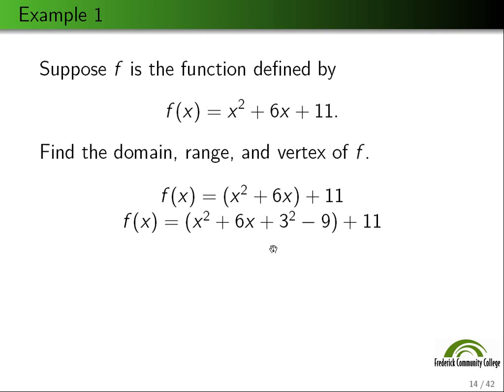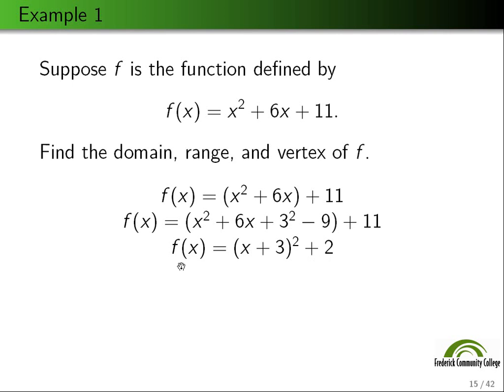That's a plus 11. But what I did is write this in a way that I can rewrite it where I can easily see the vertex. So x squared plus 6x plus 3 squared, that is the perfect square, x plus 3 squared. And that minus 9 and that plus 11 gives me the plus 2.